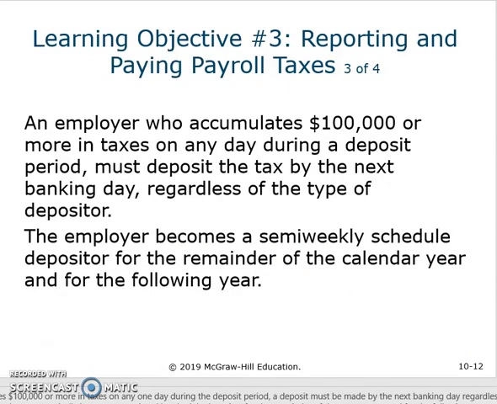If there is an employer who accumulates $100,000 or more in taxes on any day during a deposit period, that employer must deposit the tax by the next banking day, regardless of the type of depositor that it normally is. That employer would then become a semi-weekly scheduled depositor for the remainder of the calendar year and for the following year.